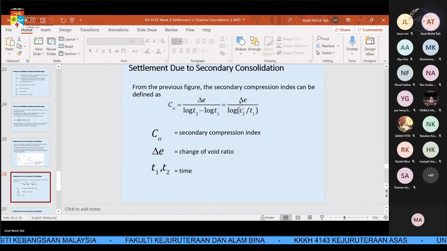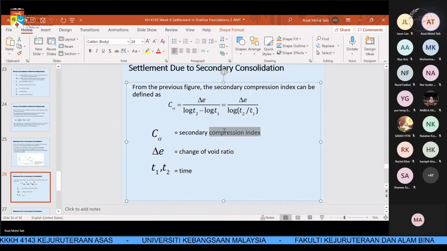From the previous figure, the secondary compression index can be defined as follows. In secondary consolidation, the compression index is no longer Cc. We get C alpha. So C alpha is the secondary compression index, whereas earlier Cc is the compression index. C alpha equals delta e, which is the change in void ratio, over log t2 minus log t1. So this is to calculate your secondary compression index.